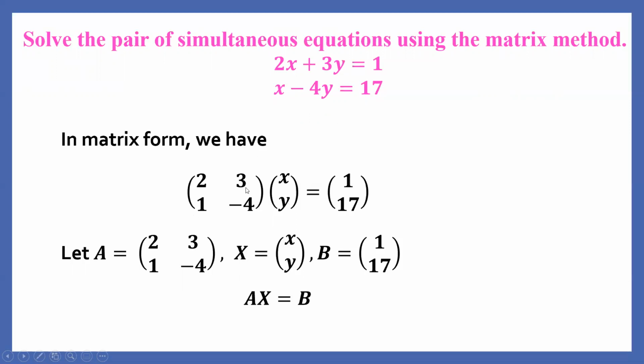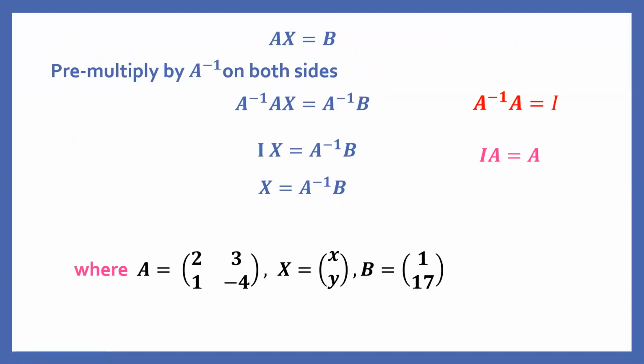So this will be A, this will be X, and this will be B. So I have AX equal to B. I will have to pre-multiply by A inverse on both sides. So A inverse A is I, and I times X is X. So X will be A inverse B.